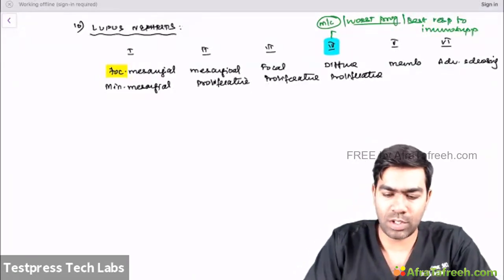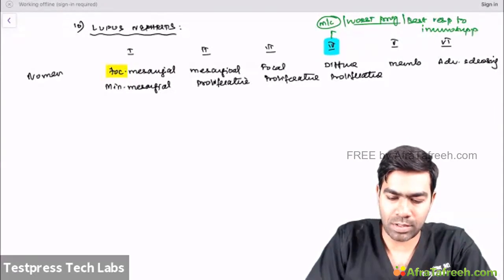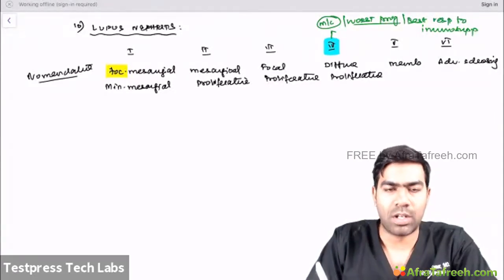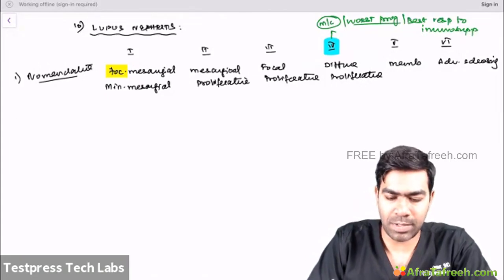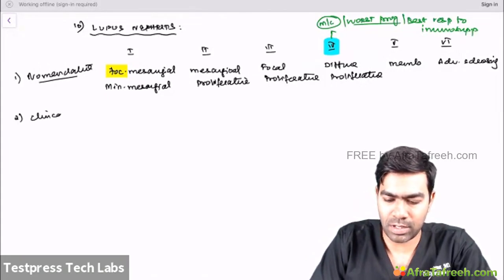So now we saw the names, nomenclature. Next, we need to go for the second. What will be the clinical presentation? Clinically, how they will present.